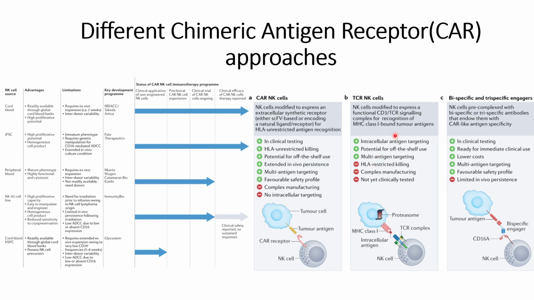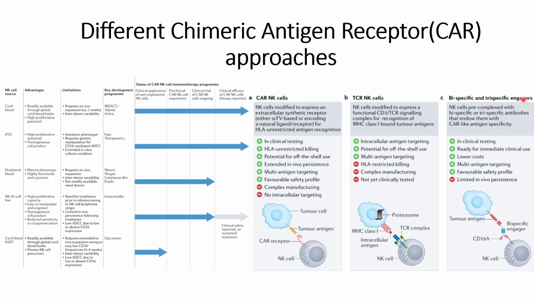Whereas with T cell receptor NK cells, the advantage is that they can target intracellular antigens, but the main disadvantage is HLA restricted killing. It requires antigen information that is compatible with MHC class 1, so that it can generate antibodies against those antigens. It also requires complex manufacturing and is not yet clinically tested.